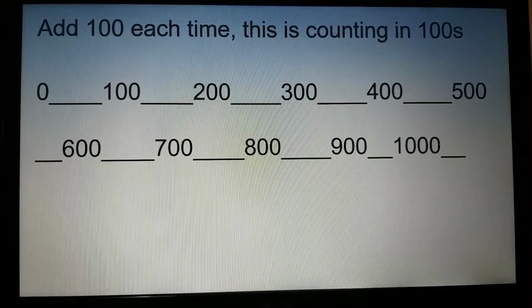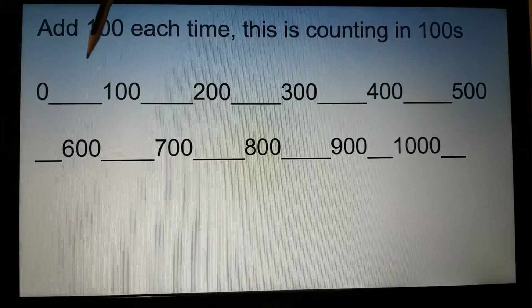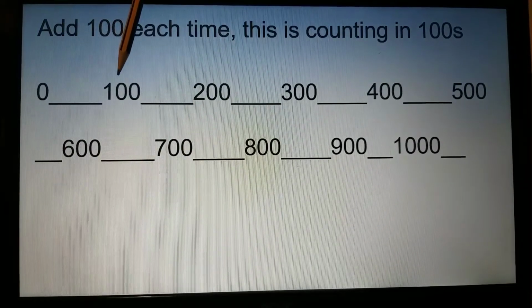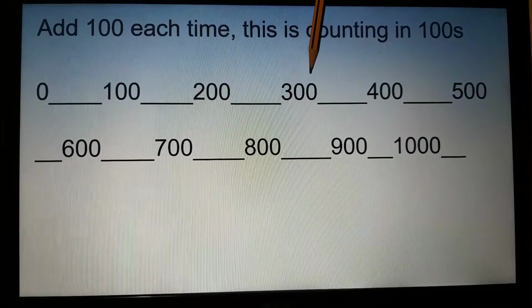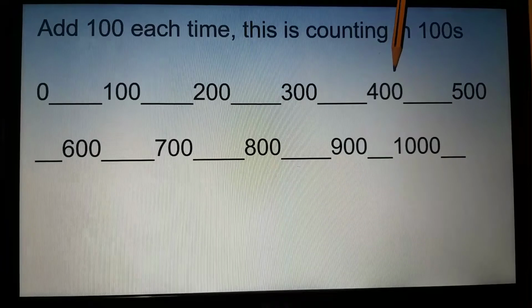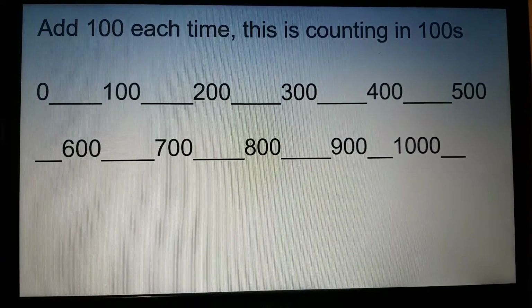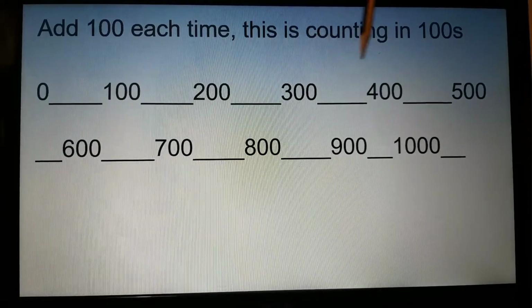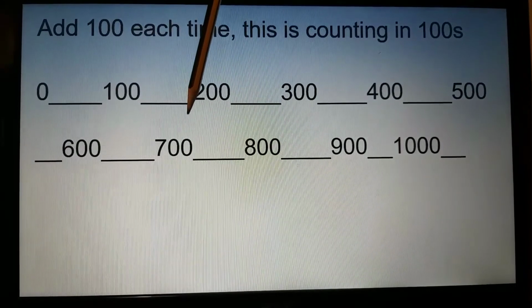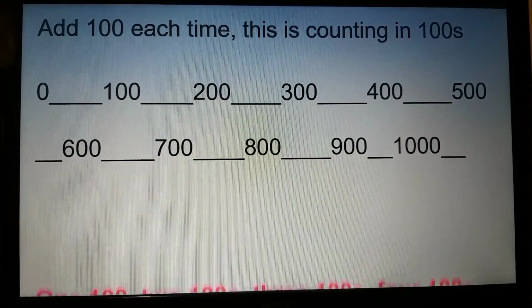We can skip even more numbers if we add 100 each time. If we count in hundreds, add 100 to 0, it's 100, add one more 100, 200s, 300s, 400s. We are jumping on this line. We are skipping so many numbers. We are adding 100 each time and get the next number. 600, 700s, and so on.